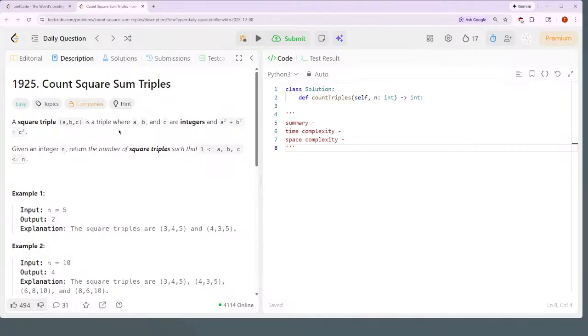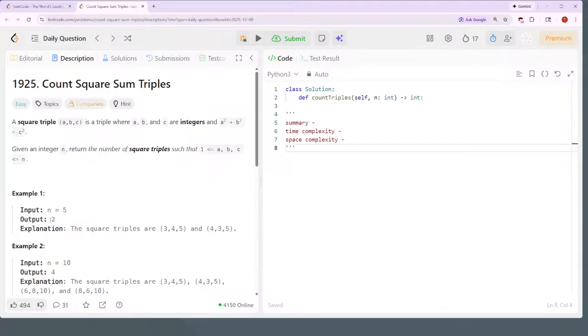Count square sum triples. A square triple is a triple a, b, c, where a, b, c are integers, and a squared plus b squared equals c squared. Usually these are called Pythagorean triples, but maybe they're just renamed now. Huh. Anyways, given an integer n, return the number of square triples such that 1 is less than or equal to a, b, c less than or equal to n. So c is at most n.